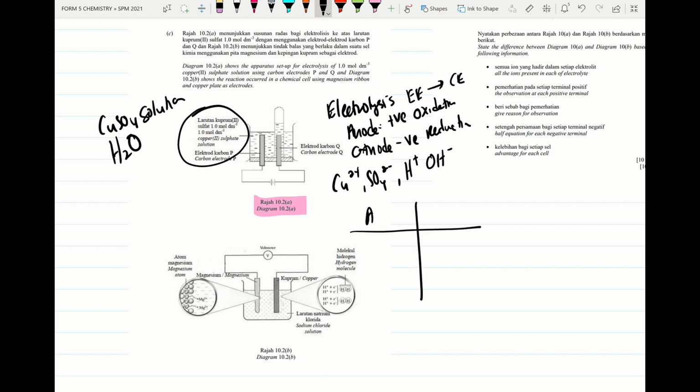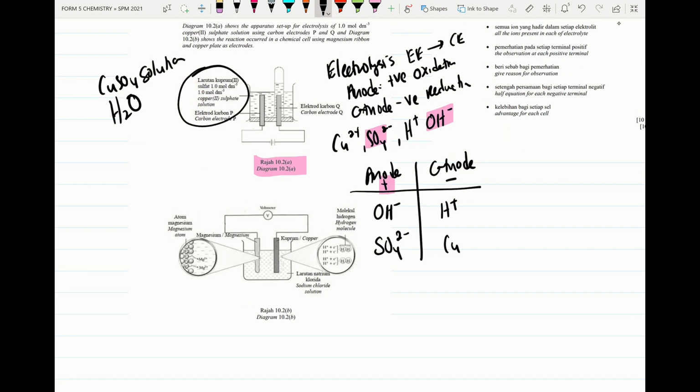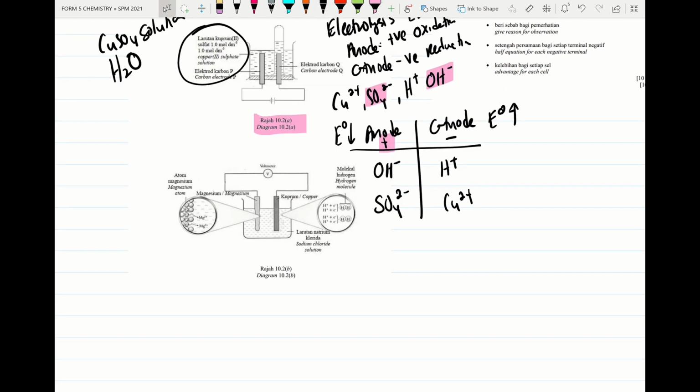Write down the table like this. Anode is the positive terminal, cathode is the negative terminal. Move the ions according to the anode and cathode. Please remember the anode is the positive terminal and attracts all the negative ions, so I put hydroxide ion and sulfate ion here. The cathode attracts hydrogen ion and copper 2 ion. Please remember, at the anode the lower E naught value, less positive or more negative, will be chosen. At the cathode the higher E naught value will be chosen. The E naught value of hydrogen is 0.00 volt and copper is positive 0.34, so copper 2 ion will be chosen at the cathode.